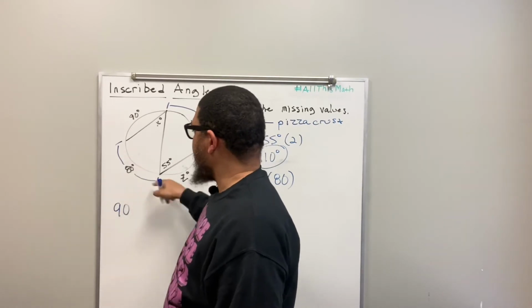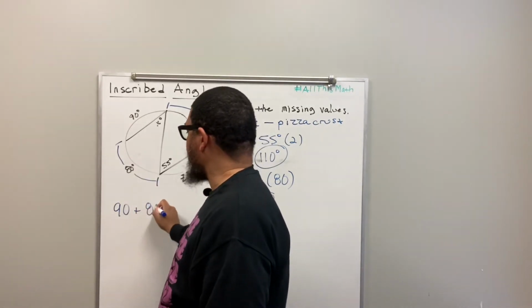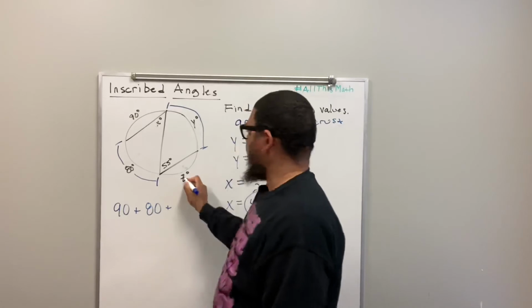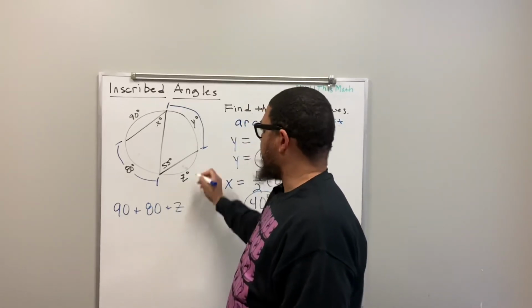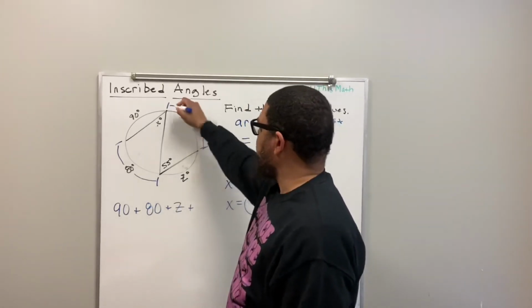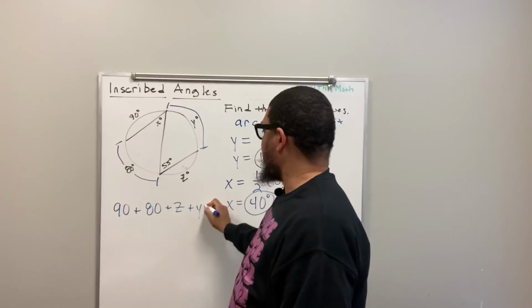I got another arc right here, that's 80. That's part of my equation. I got another arc right here, that's z. That's part of the equation. And I got another arc right here, which is y. That's part of the equation.